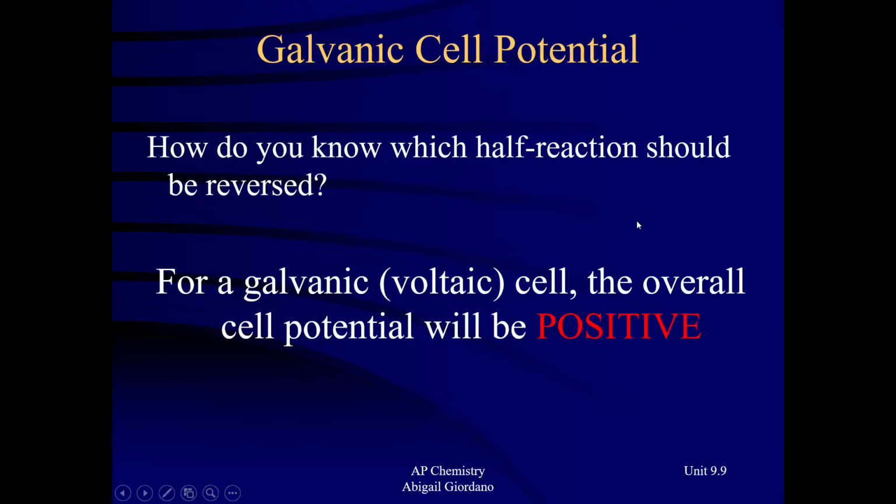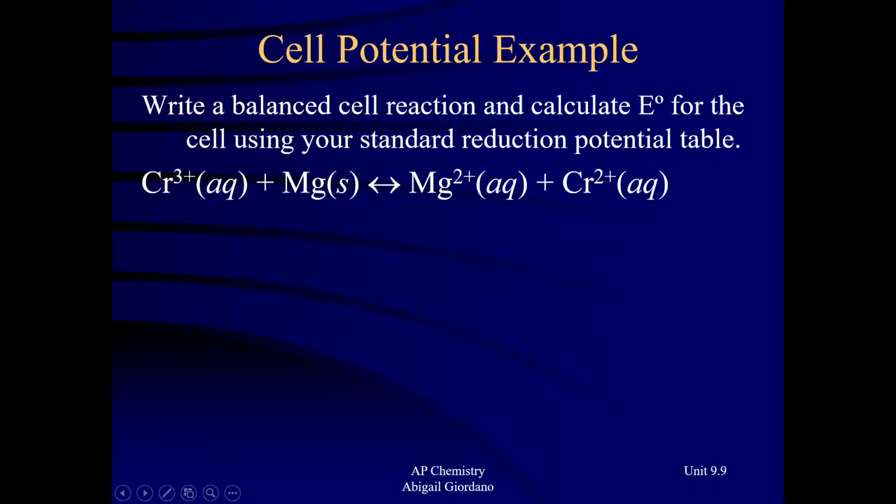So what does this look like in practice? We're going to work this together. It says write a balanced cell reaction and calculate the cell potential, E, for the cell using your standard reduction potential tables. And then we're given an equation. You might say, well, why do we have to write a balanced cell reaction? They've already given us the cell reaction. Well, this is what's actually called a skeleton equation. It might look balanced to your eyes. It's actually not charge balanced.